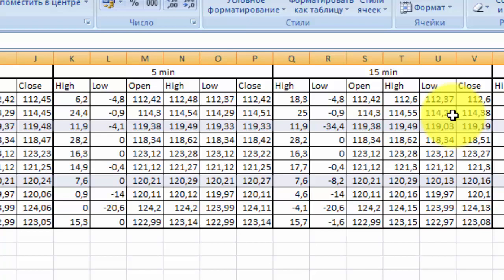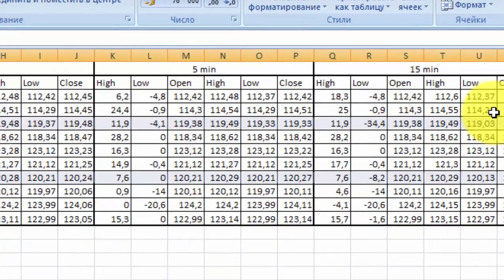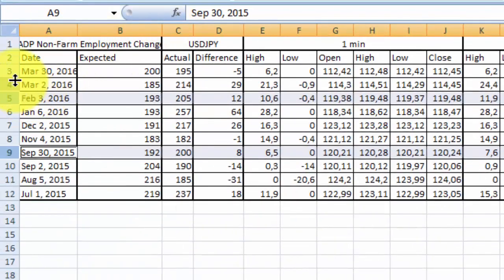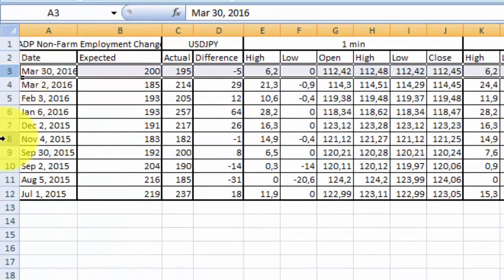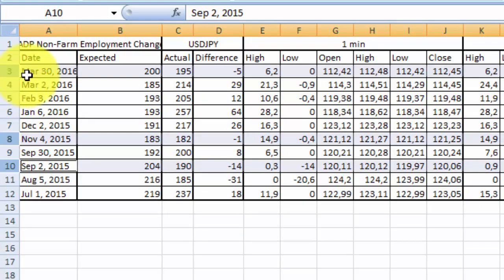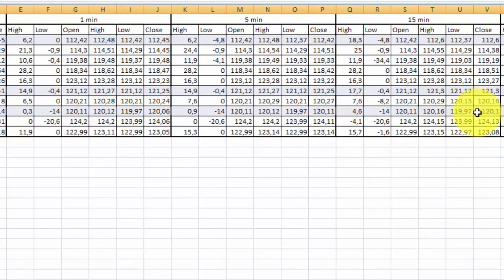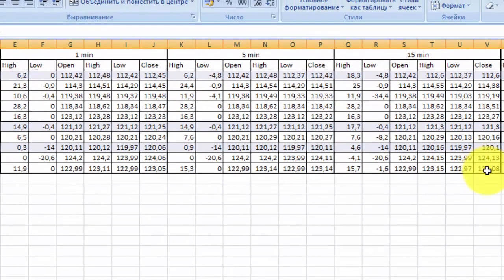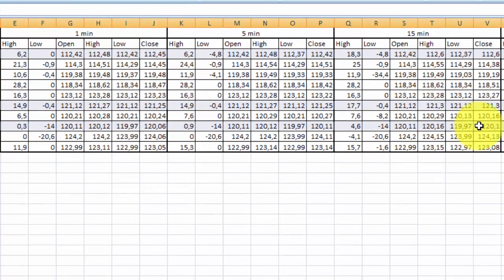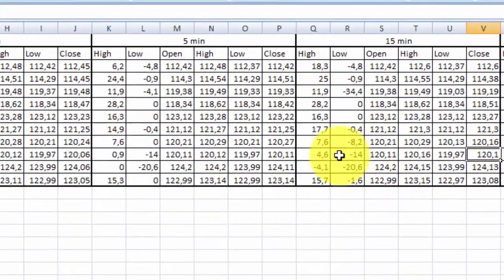And now let's have a look at negative releases, where the difference is also below 15,000. It happened on March 30th, November the 4th, and September the 2nd. And every time, the market reaction changed in 15 minutes. The only exclusion was on September the 2nd. But you see that the price difference is near zero.